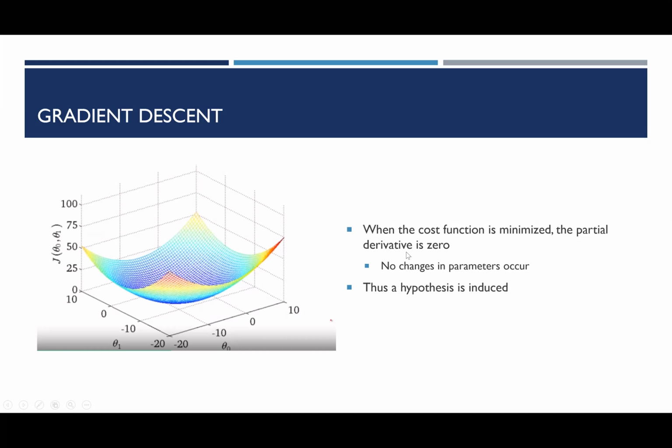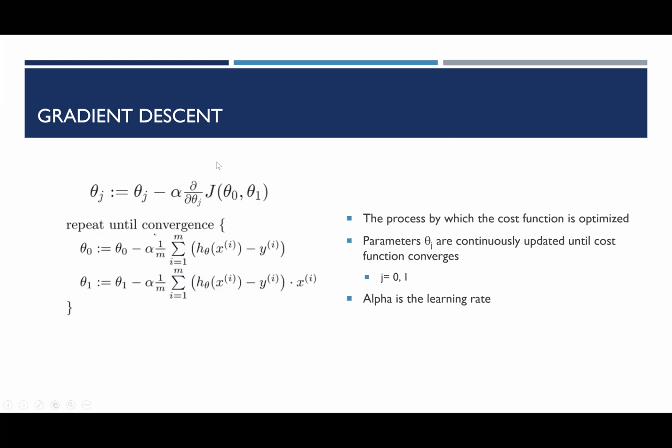Also notice, going back to gradient descent, when the partial derivative equals 0, there's not going to be any more updates to the weights. It'll just stay the same. And that's essentially when you get to convergence.